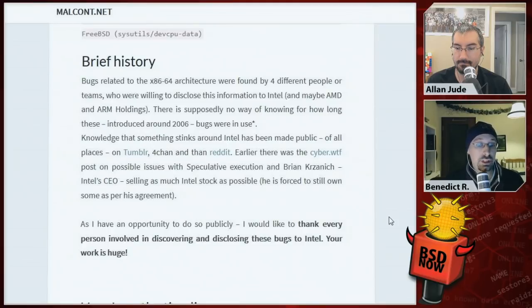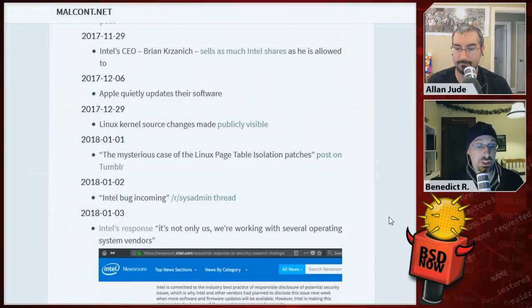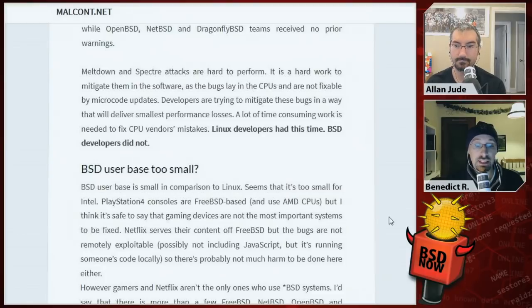FreeBSD security team received some heads up just before Christmas, while OpenBSD, NetBSD, and Dragonfly BSD teams received no prior warnings. Meltdown and Spectre attacks are hard to perform. It is hard work to mitigate them in software, as the bugs lie in the CPUs and are not fixable by microcode updates. Developers are trying to mitigate these bugs in a way that will deliver the smallest performance losses. A lot of time-consuming work is needed to fix CPU vendors' mistakes. Linux developers had this time. BSD developers did not. So that's already starting quite heavily, but it continues.